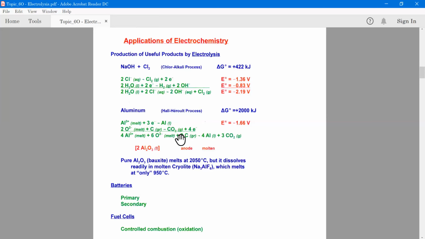The overall reaction then is this. This is the balanced reaction: 4 aluminum 3+ in the melt, plus 6 oxides also in the melt, that's from the molten aluminum oxide, plus 3 carbons from the graphite anode, reacting to form 4 aluminum metal atoms and 3 CO2 gas molecules. So as you can see, you produce almost as many moles of CO2 as you do of aluminum, 3/4 as many moles. Unfortunately, there is no other good way to do this.